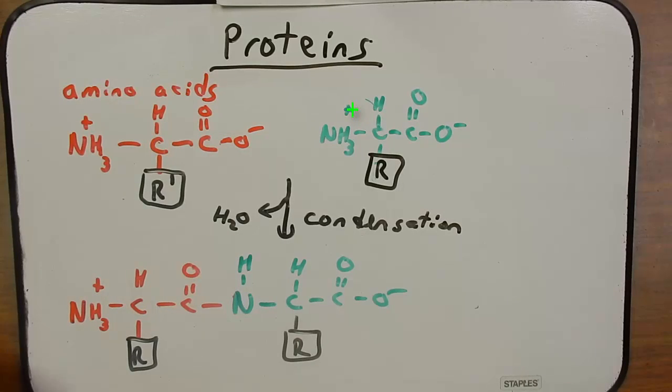Alright, so what we see here, and I'm going to circle it here in blue, is the peptide bond. In between the carboxyl group of one amino acid and the amino group of the next amino acid is the peptide bond.